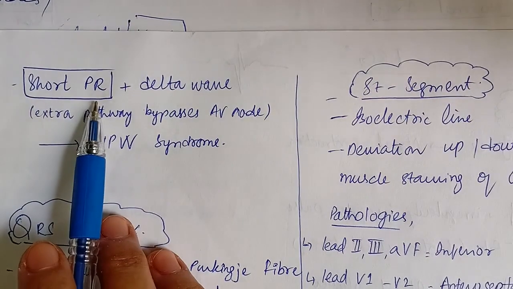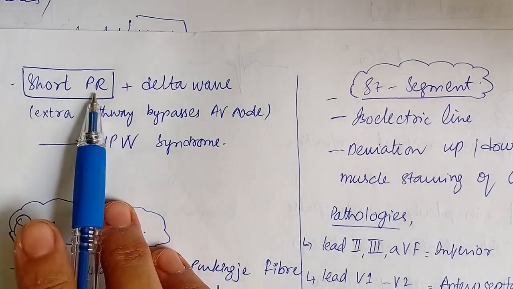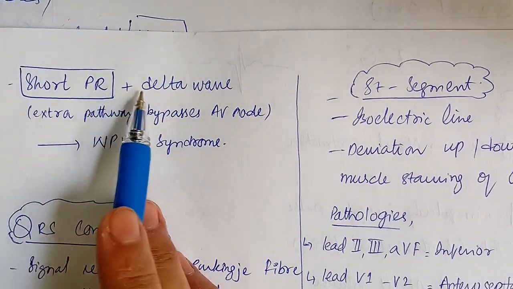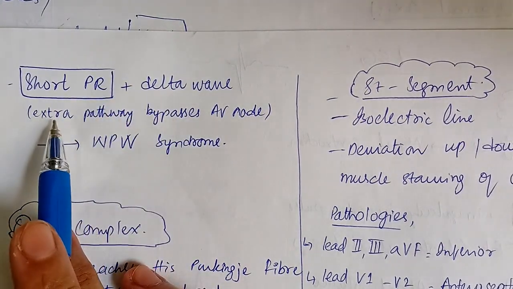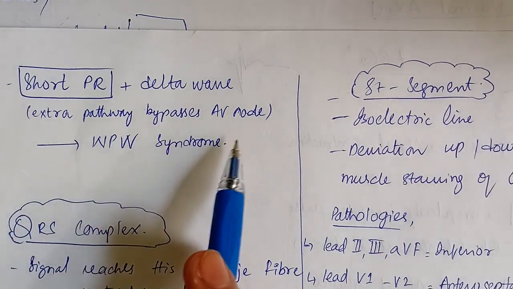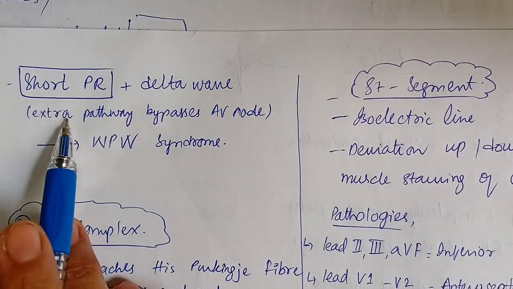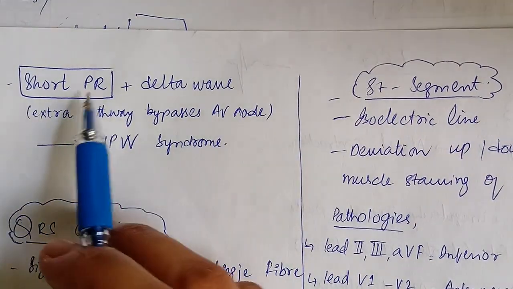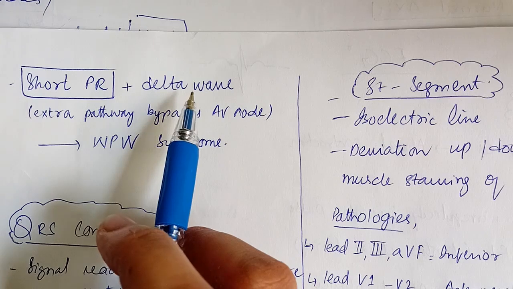We also have the short PR interval, and a short PR interval is usually seen along with the delta wave. This classical picture is seen in Wolff-Parkinson-White syndrome, where there is an extra pathway which bypasses the AV node. So there would be a short PR interval and a delta wave would occur.